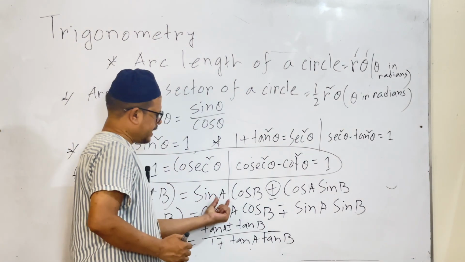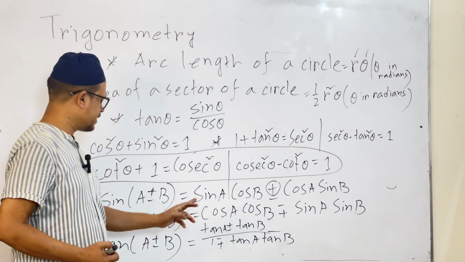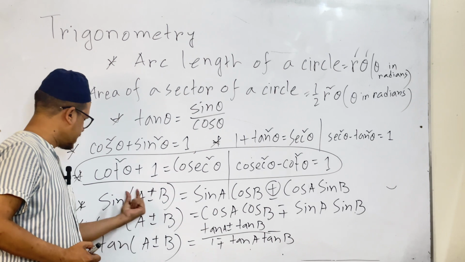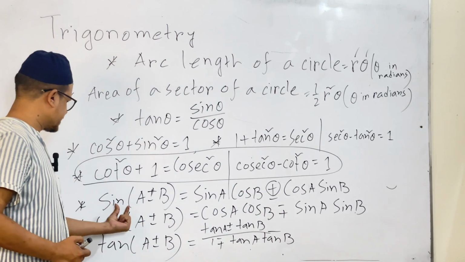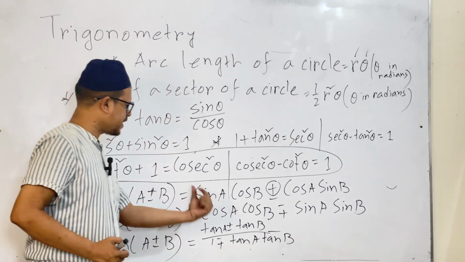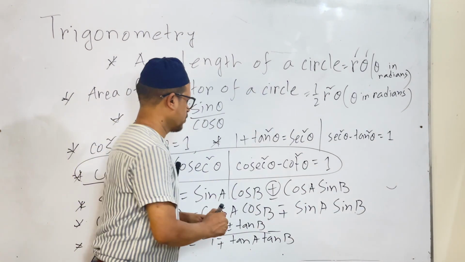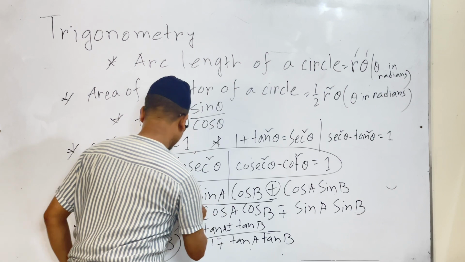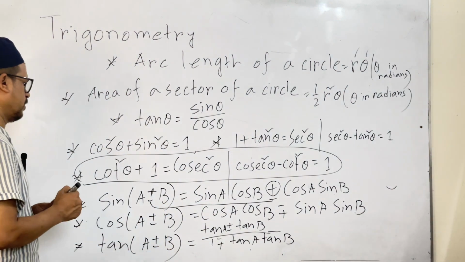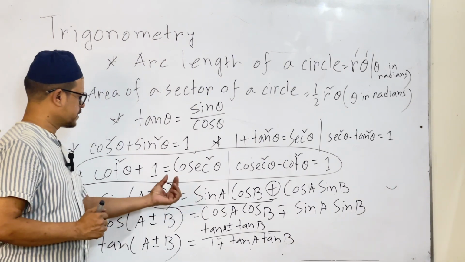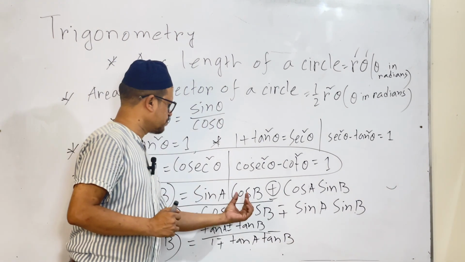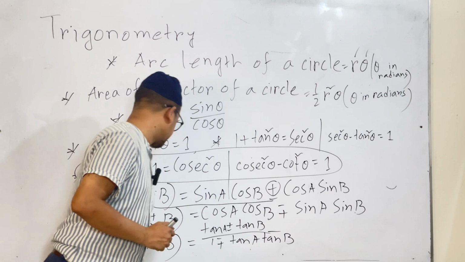Okay, here sin A, here cos A, and here sin. When you take sin A plus B, then plus. When you take sin A minus B, then sin A cos B minus cos A sin B. Due to minus, we will take minus. So sin(A ± B) equals sin A cos B ± cos A sin B.